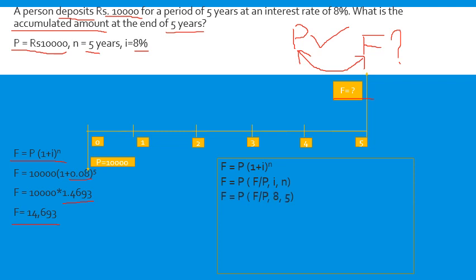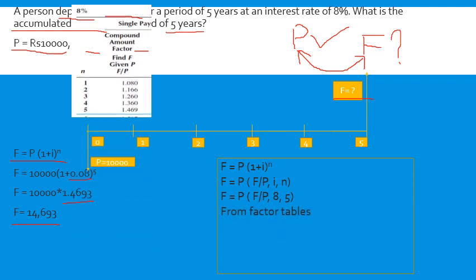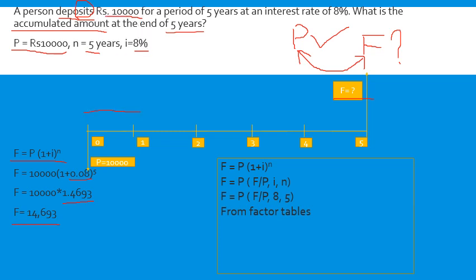Next step, F by P comma 8 comma 5. From where did I get this 8? That is 8%. n is equal to 5 years. That is also known here. So those two values are substituted. From factor tables, see here, this is the factor table, at 8% compound interest, n is equal to 5 years. See here, 1.469. Substitute that value. When you substitute that value, you get 14,690.